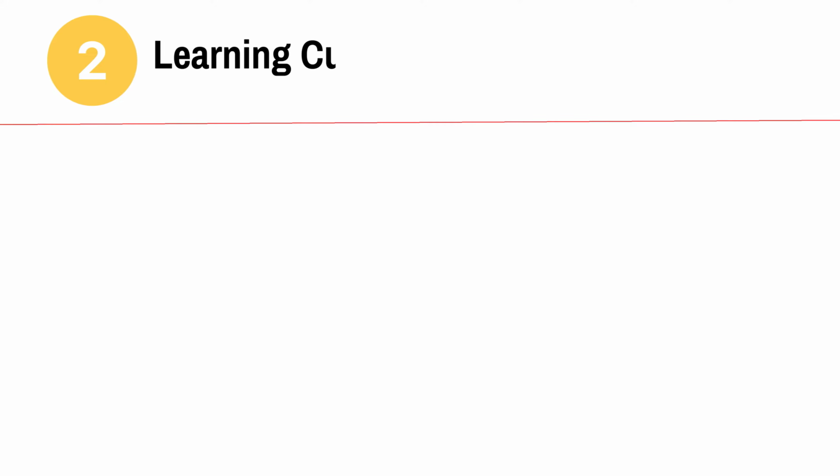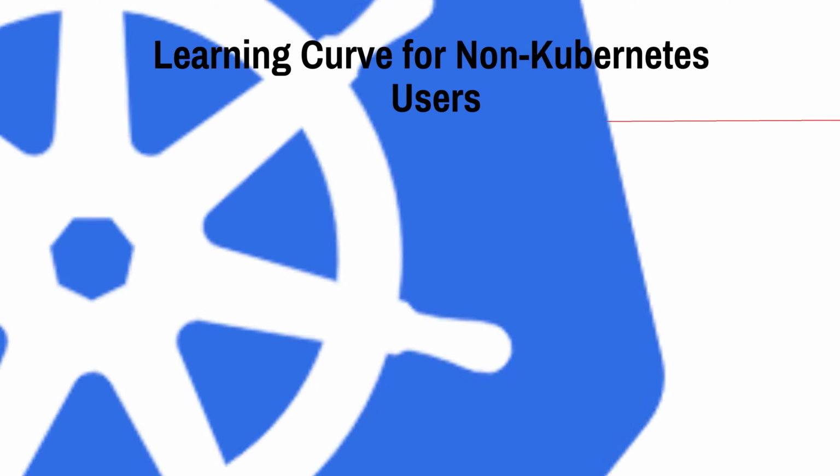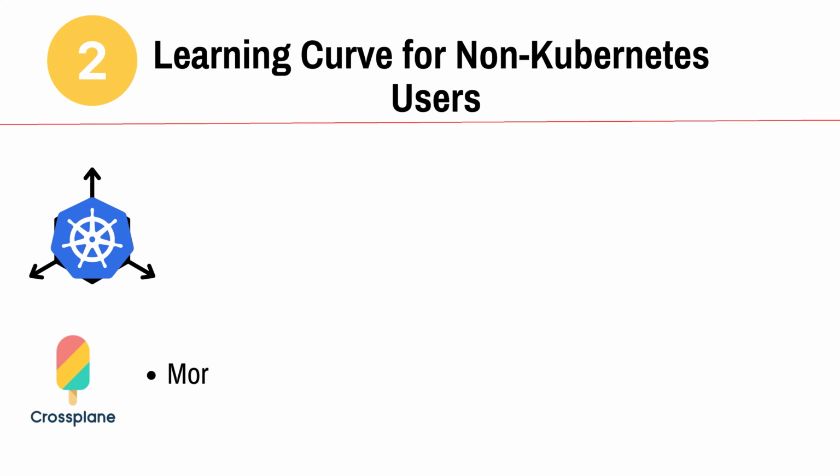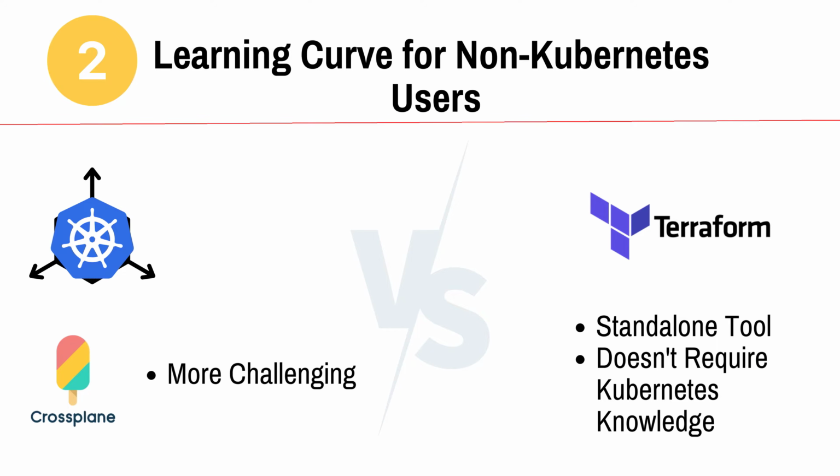Secondly, learning curve for non-Kubernetes users. If you're not already immersed in the Kubernetes world, Crossplane can be a bit more challenging to pick up. On the other hand, Terraform is a standalone tool that doesn't require Kubernetes knowledge.